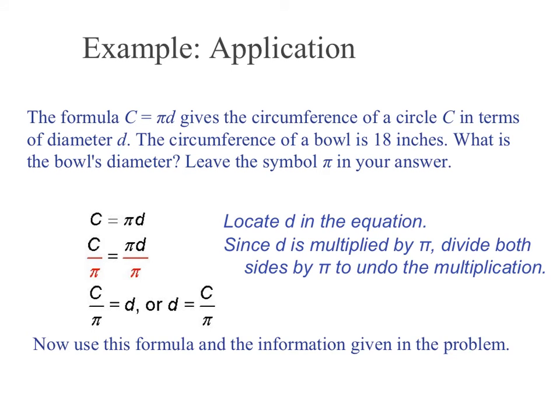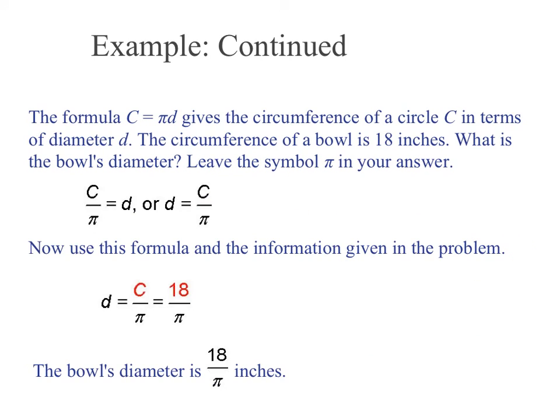So C equals pi D. What am I going to do? Well, I'm going to divide both sides by pi. So C divided by pi equals D, or D equals C divided by pi. Okay, well, now that we've rearranged our equation, let's use it. 18 is our circumference here. So we plug in 18 for C, and we find out that D is in fact 18 over pi. And that's an answer in terms of pi, so we can leave it right like that. 18 over pi inches is our diameter.